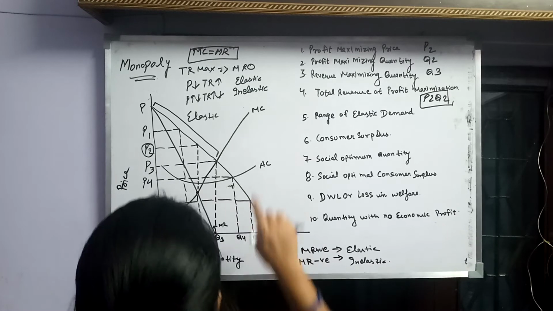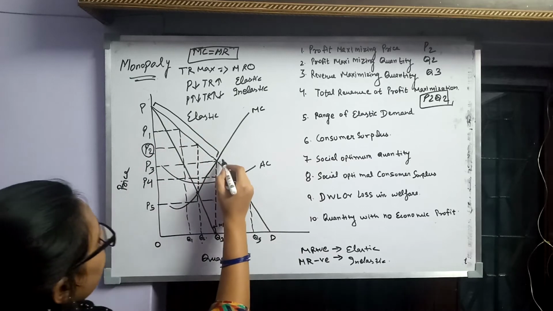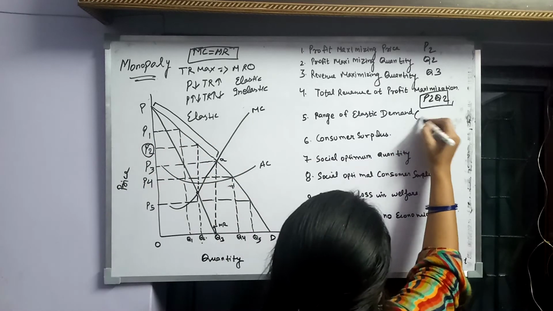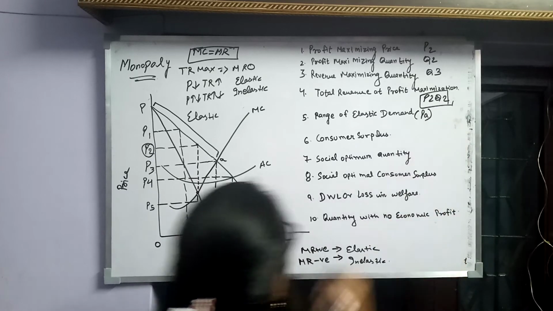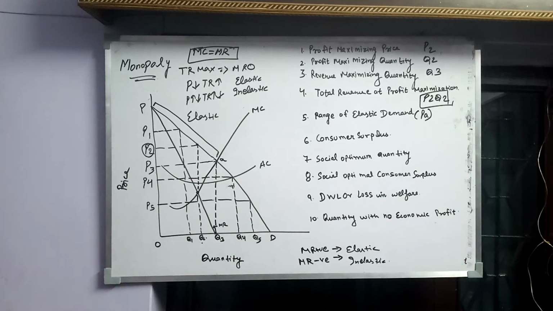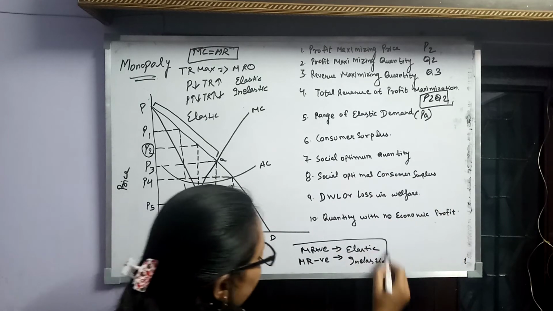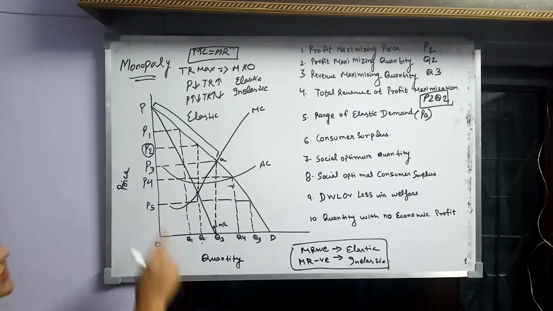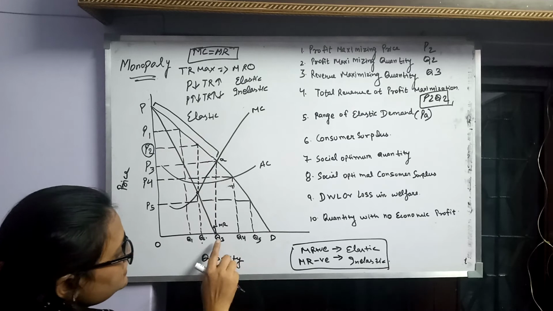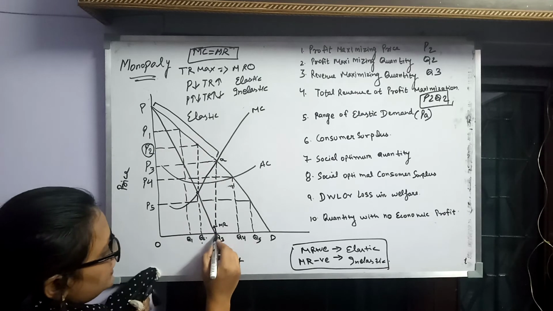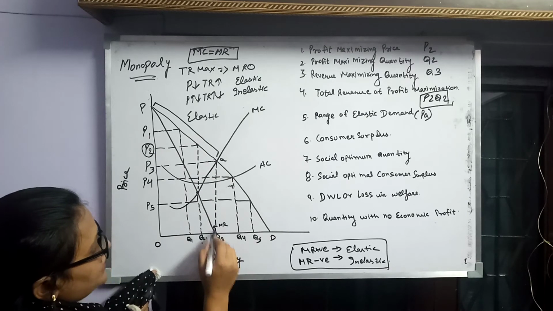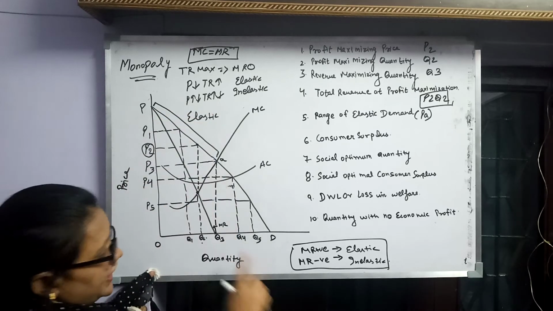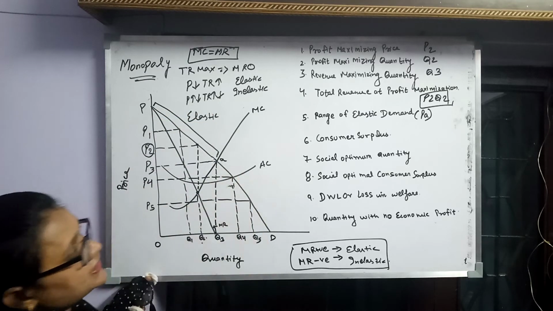So the range of elastic demand, we can write it as A. So PA is the range where we have elastic demand. Please note this point also, that when MR is positive, we have elastic demand, and when MR is negative, we have inelastic demand. We can see that till here we have marginal revenue positive, so till here we have elastic demand, and after that we will have inelastic demand.